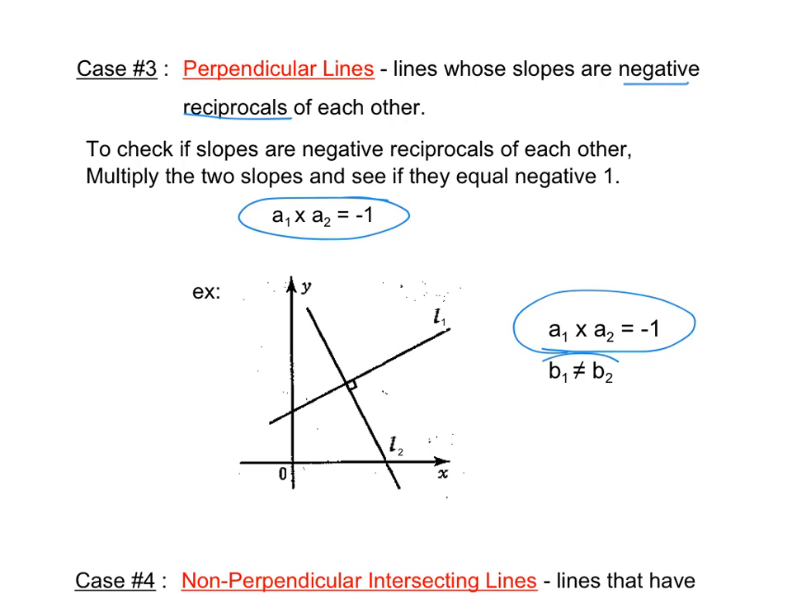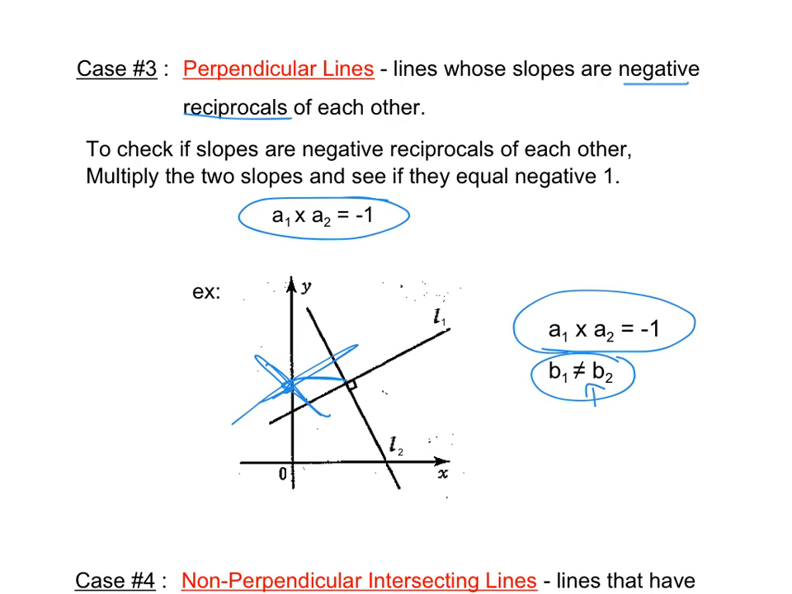And their y-intercepts are different. Actually, they don't have to have different y-intercepts. Often their y-intercepts are different. But it could happen that this y-intercept is over here, and then we have our perpendicular lines crossing at the y-intercept. That could happen as well.